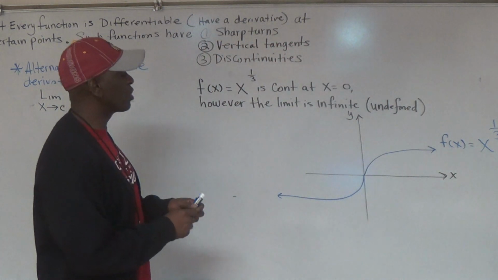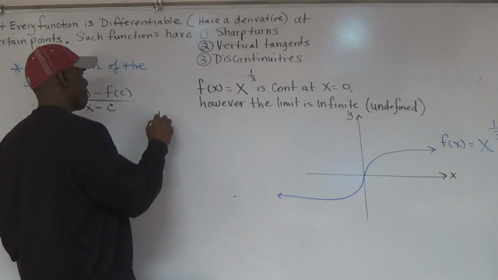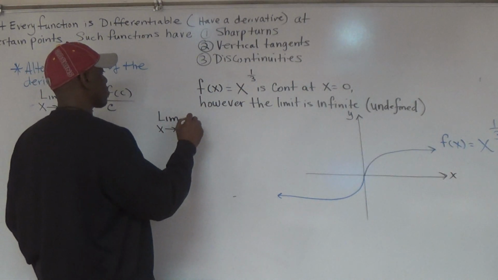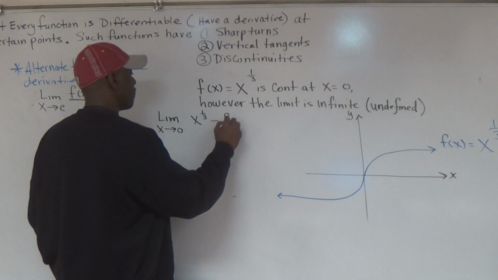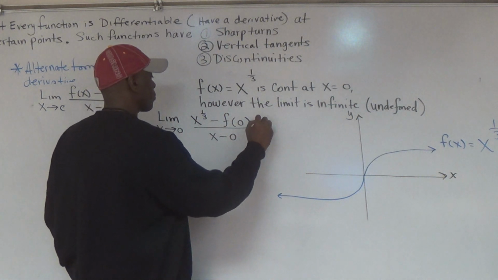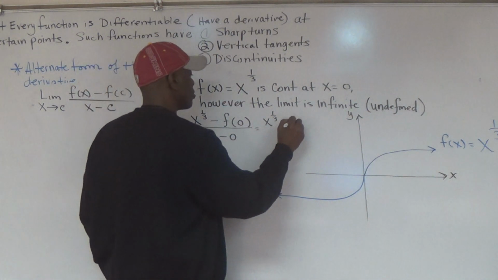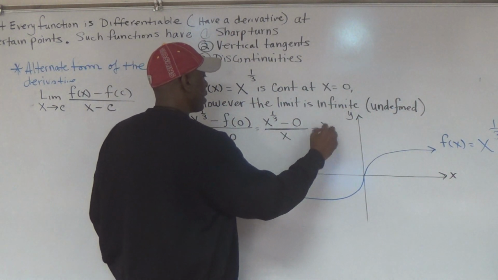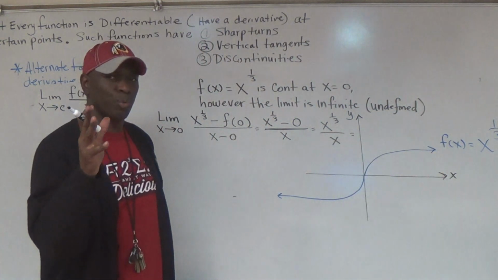All right? And so now we're talking at x equals 0, right here. And so here we go. The limit as x approaches 0 of f of x, x to the 1/3, minus f of 0 all over x minus 0 equals x to the 1/3 minus, now put 0 in for x, you get 0, all divided by x, which equals x to the 1/3 divided by x, which equals, now, back to algebra 1 or algebra 2.